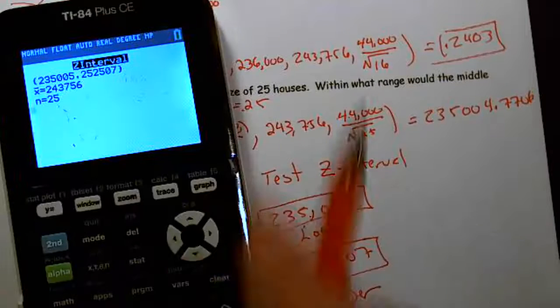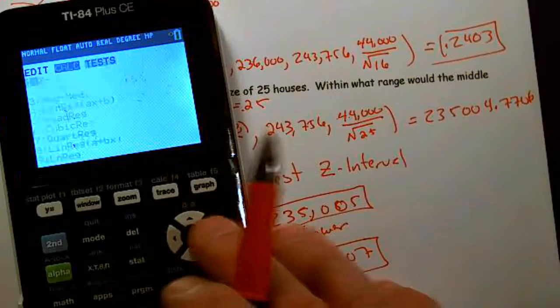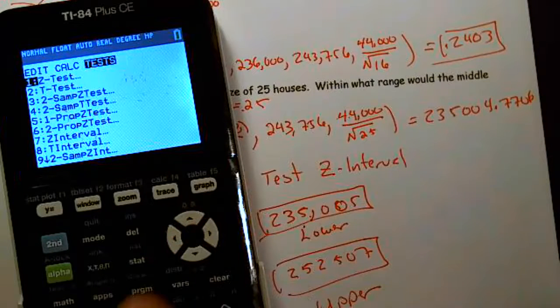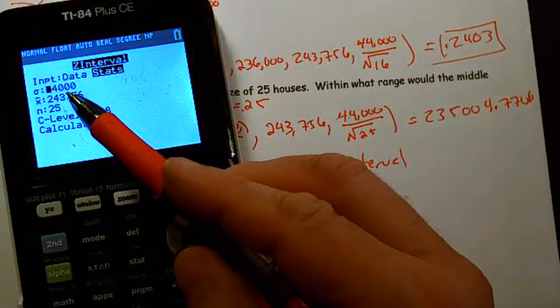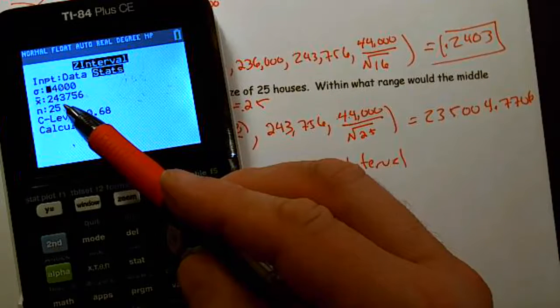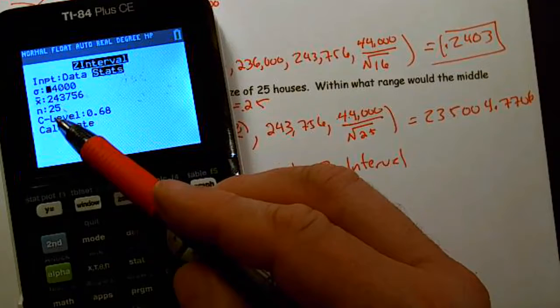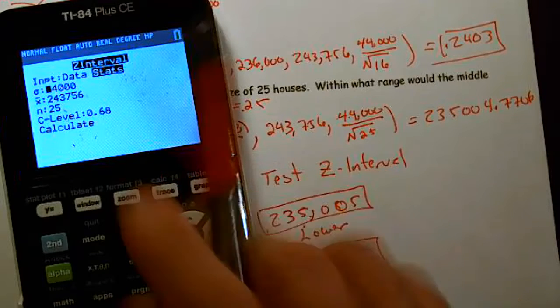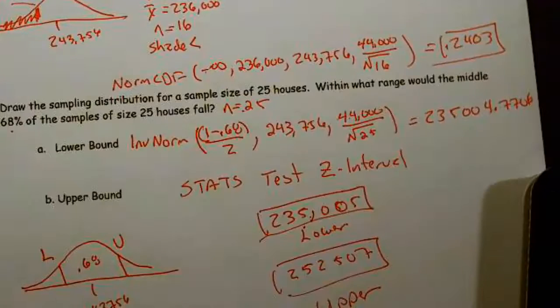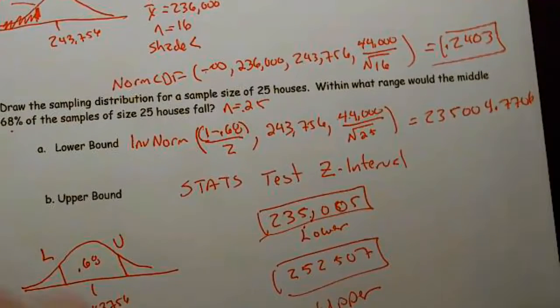I'm going to do that one more time. Stats test number 7, which is Z interval, standard deviation of 44,000, 243,756 was my mean. My sample size was 28, and my level, or my center part, needed to be 0.68. Okay, so that one's a lot easier to do using that.